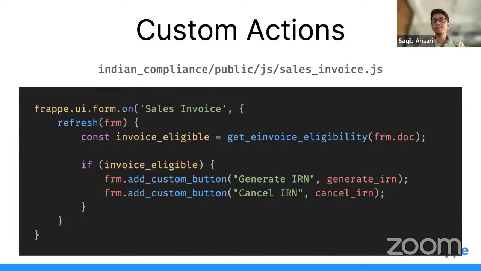So we create a file. If you can see the path, Indian compliance is the app, and then you go on creating in the public folder sales invoice.js. So this file will only add regional specific buttons and configurations on the form itself.